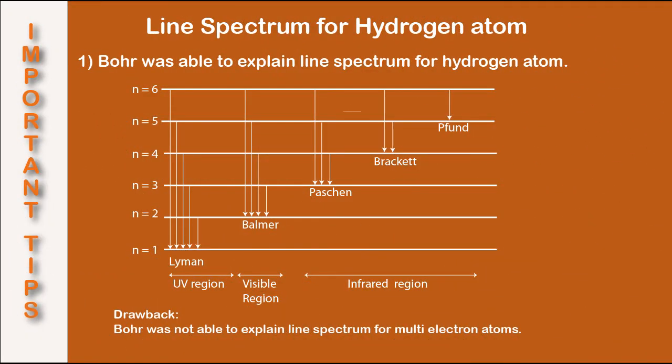So just to sum up, on your screen you can see the line spectrum for the hydrogen atom, and the drawback of Bohr's atomic model was that he was not able to explain the line spectrum for multi-electron atoms. You can jot it down or you can take a snapshot. This was all about the spectrum, its types, and the drawback of Bohr's atomic model.